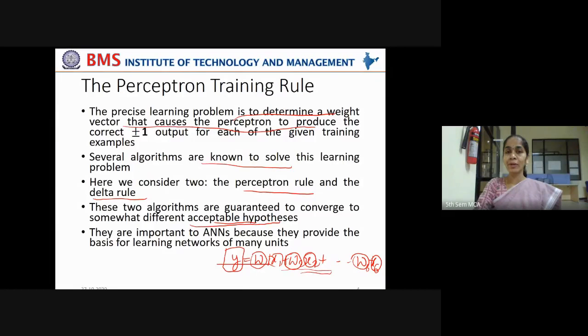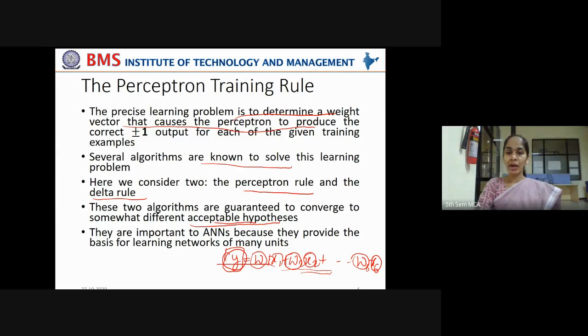These associated weights will be determined by the least mean squares algorithm. You remember in the first chapter, you had the least mean squares algorithm. When you substitute in that, immediately you will be able to assess the next best move, the next optimal move. In the same way here, these two rules, the perceptron rule and the delta rule, these two algorithms will help us arrive at some acceptable hypothesis.